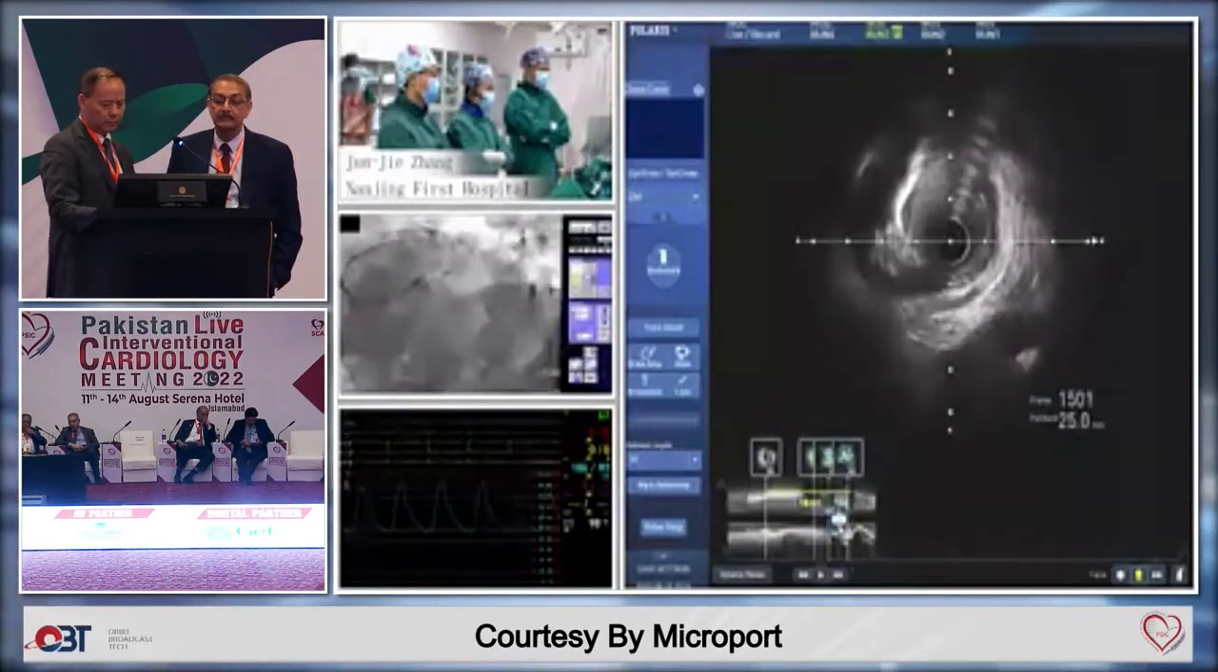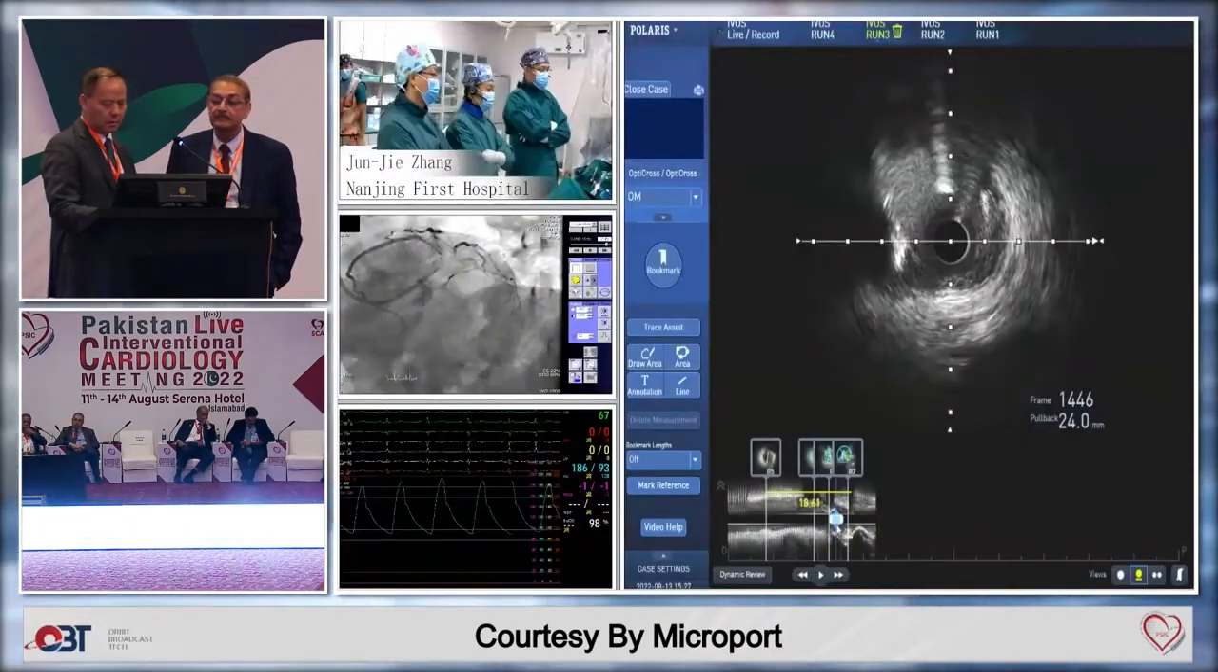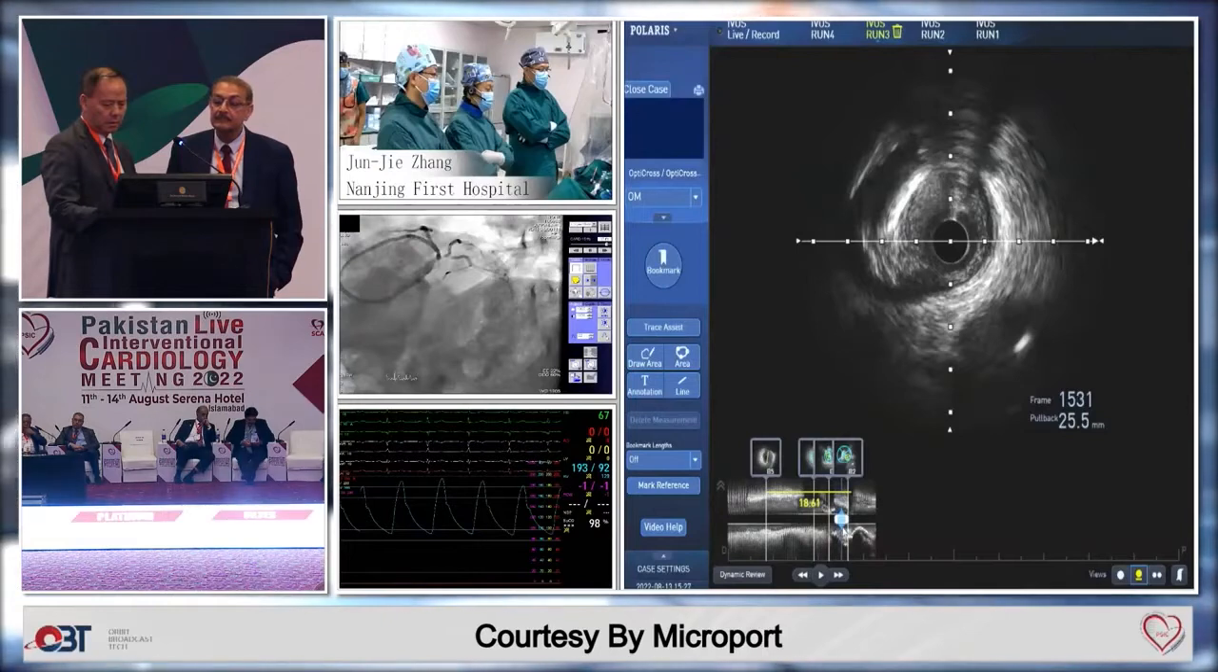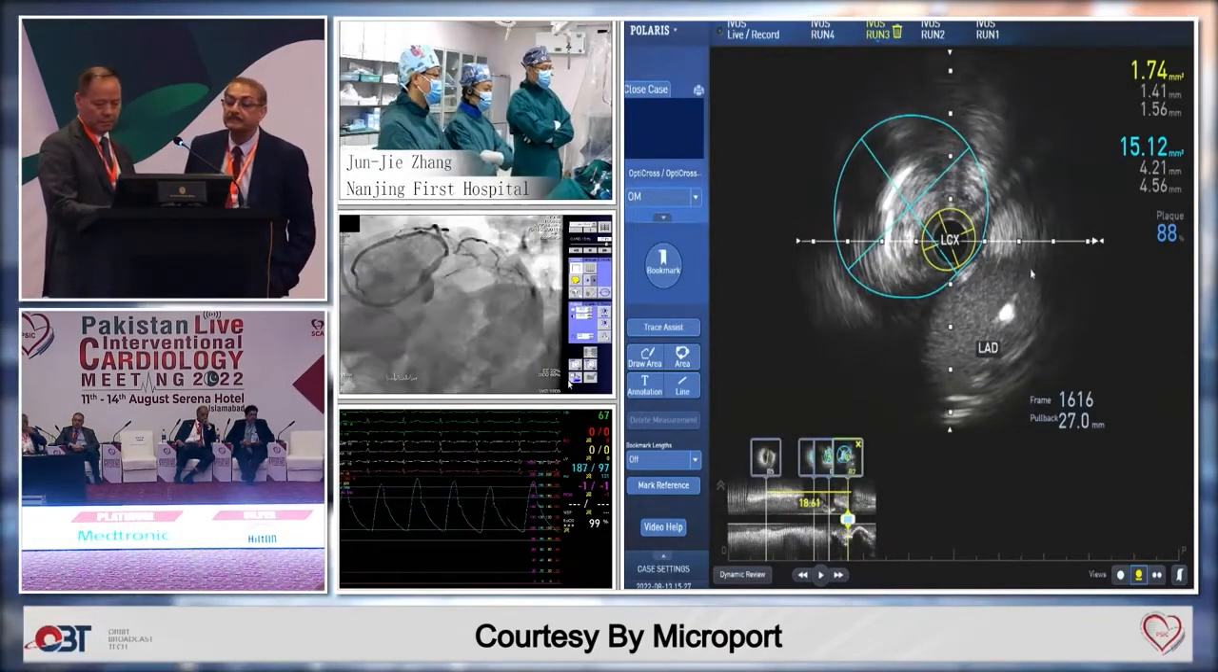Then pull back. This is the ostium circumflex. The ostium circumflex area is just 1.7 millimeters square. The plaque burden is more than 88%.